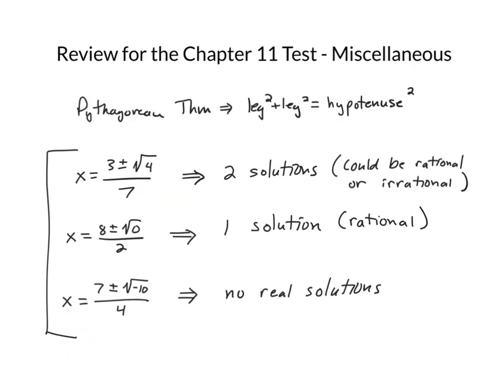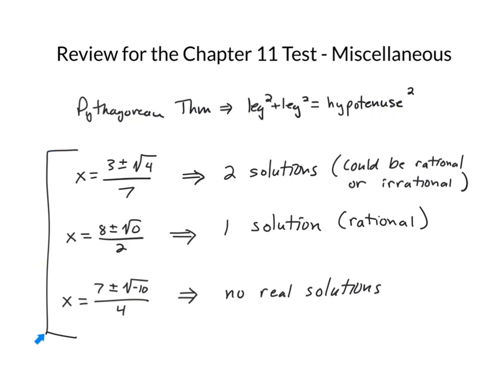So that's basically the review for the test. I will tell you that there are a couple word problems, and there are a couple questions on what you see here. First of all, remember the Pythagorean theorem, leg squared plus leg squared equals hypotenuse squared. You should know that for the rest of your life.